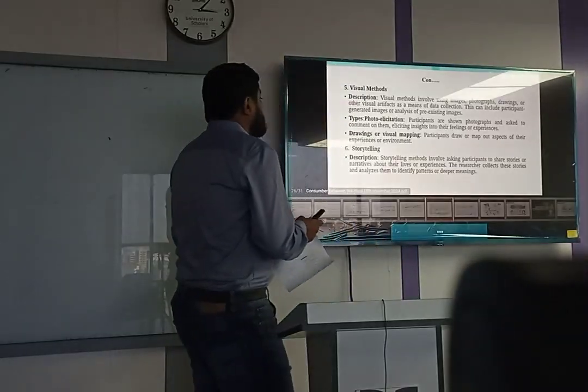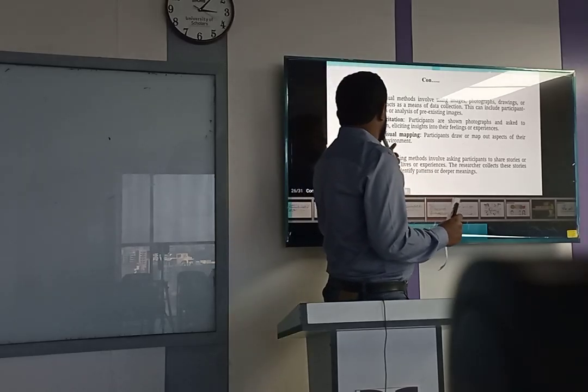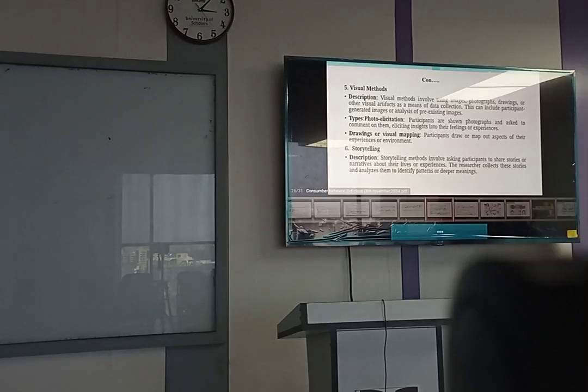Yes. So drawing or visual mapping. Participants draw or map out aspects of their experience or environment. So what participants do, they draw or map things based on their experience.